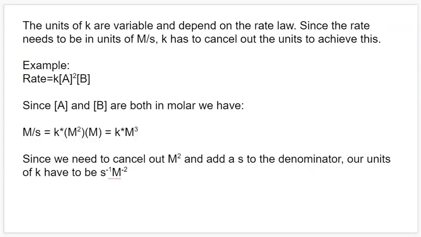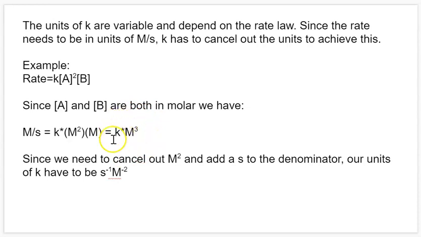And since those units of k had to be whatever units could help my overall rate have units of molar per second, you can use algebra as a guide here to figure out what the units of k should be. Since my overall rate law for this equation was rate is equal to k times A to the second power times B, and this needs to be molar per second overall, I need to consider the units of this side of the equation. So both A and B in their concentrations are going to be molar. So here I have molar squared times molar. So that means that overall, molar per second has to be equal to whatever k is times molar cubed.